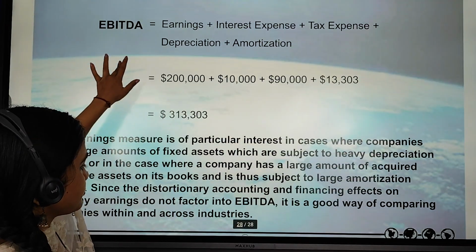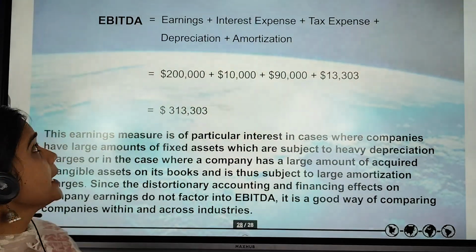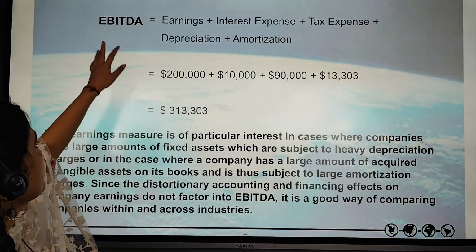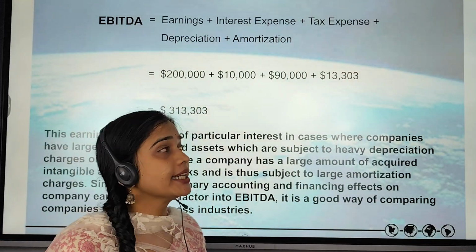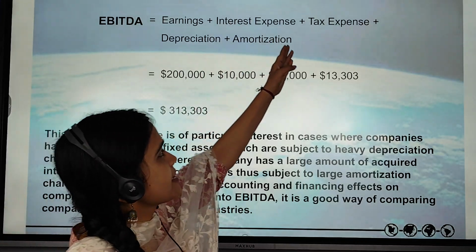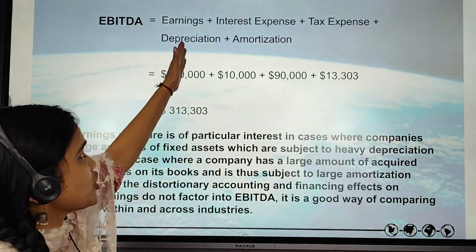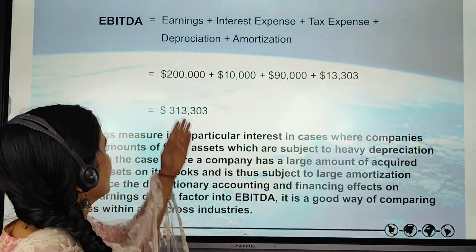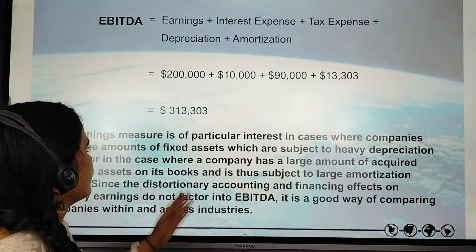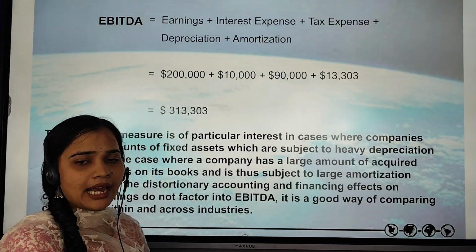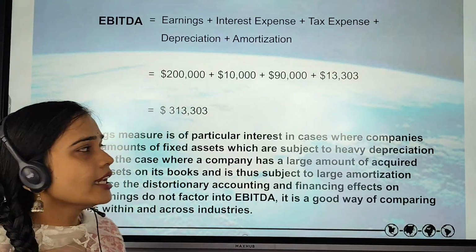The next one is EBITDA, earnings before interest, taxes, depreciation and amortization. The formula for calculating it is earnings plus interest expense plus tax expense plus depreciation plus amortization. Here 2 lakh, 10,000, 90,000, 13,303, and the answer is 13 lakh 13,303 rupees.